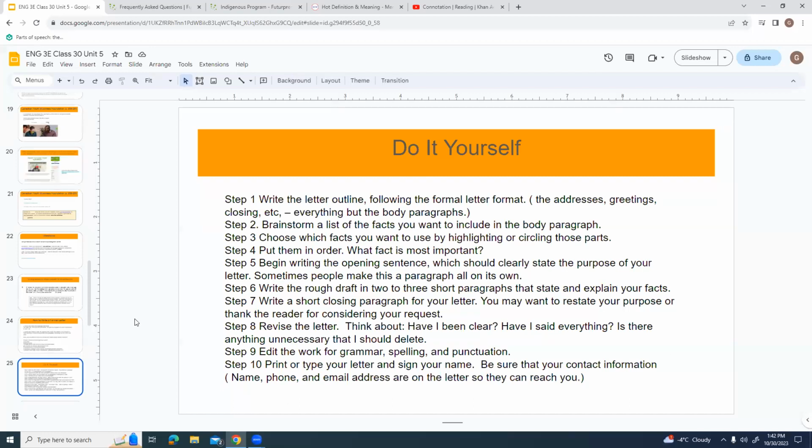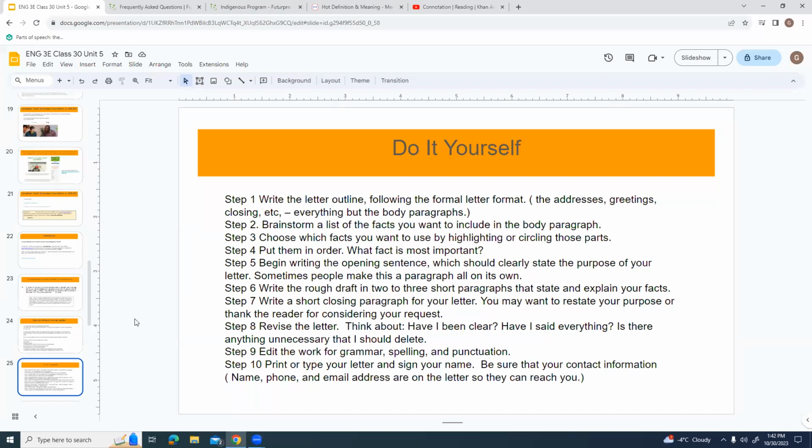Then step 7, you're going to write a short closing paragraph for your letter. That may only be a sentence or 2. That's fine. Normally we write longer paragraphs, but in a letter, because we generally switch each paragraph when you get to a new topic and a letter is short, your paragraph might be a little bit shorter than what it would be if we're just writing an assignment for school, okay? You may want to restate your purpose, or maybe you want to thank the reader for considering your request.